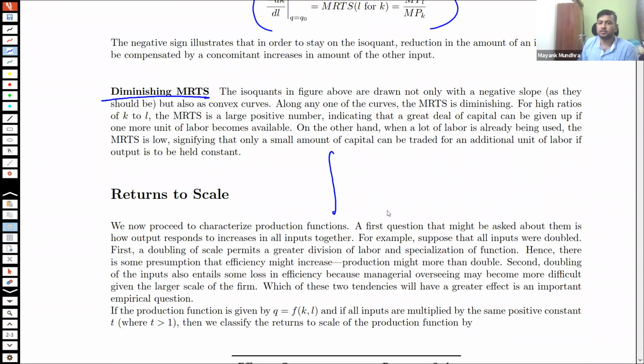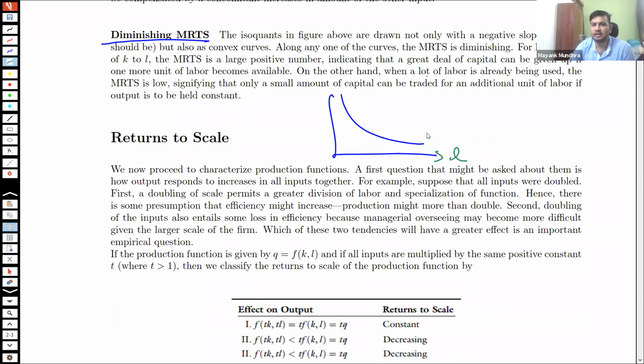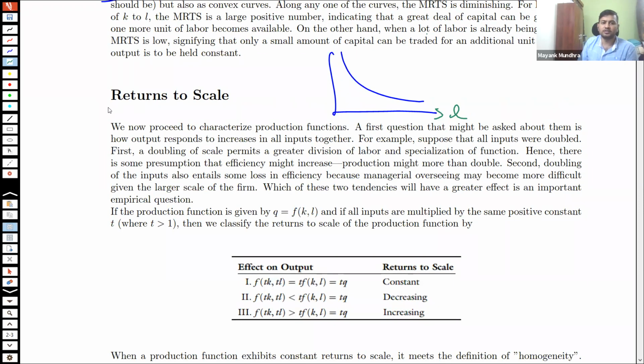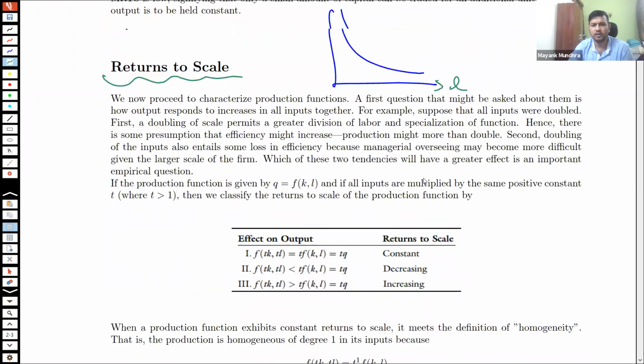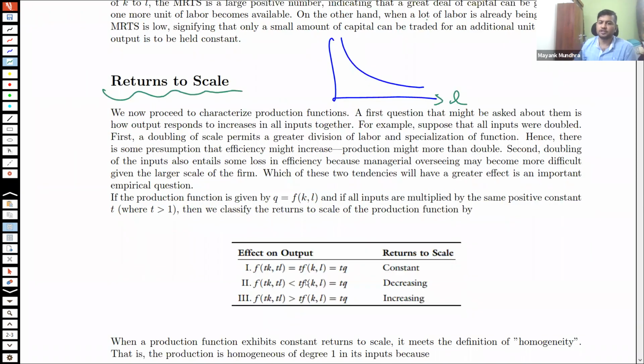Diminishing MRTS. If isoquants look like this, as you move along the labor axis, the MRTS is going to reduce. So that is your diminishing MRTS. It is again similar to diminishing MRS if you move along an indifference curve. So everything till here is the same. The new thing here is going to be returns to scale. So what are returns to scale?